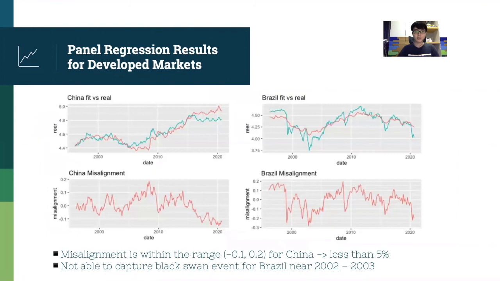For the emerging markets plotting, the result is also promising. And again, the model is not able to capture some black swan effects.